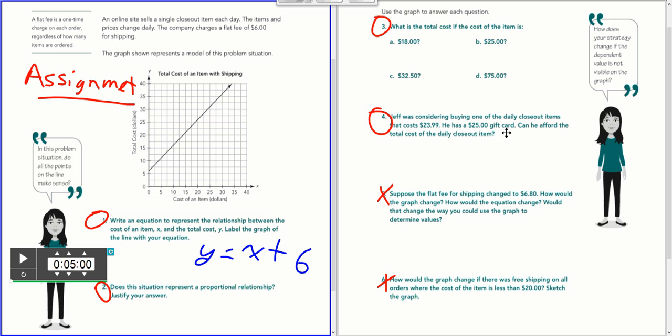Number 4, try it out. Jeff was considering buying one of the daily closeout items that cost $23.99, and he has $25 on a gift card. Can he afford the total cost of the closeout item? Now keep in mind, that's not just the cost. We need shipping as well. So answer the question yes or no, and then explain why.